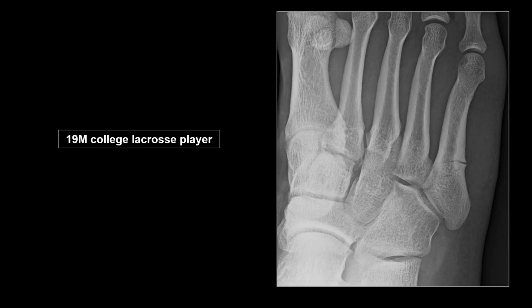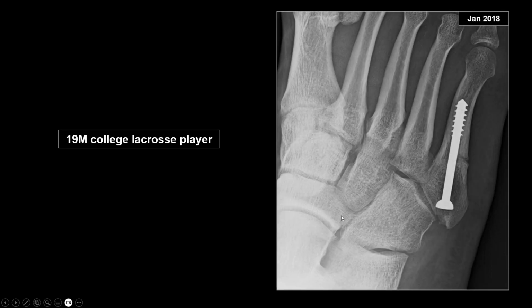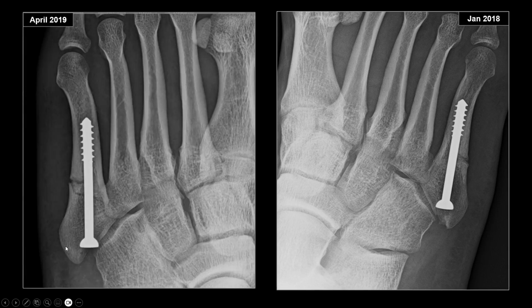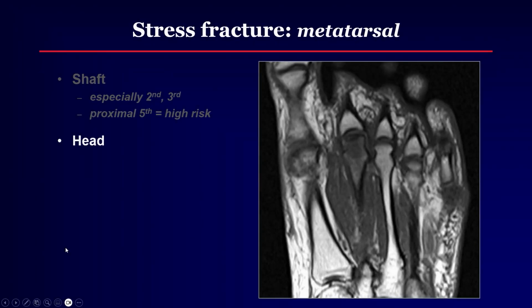So here's one of our lacrosse players, same exact place. This is where these stress fractures occur. And this was in January, got his screw in January. All right, a whole year later, in April, other foot. So there you go. All right.